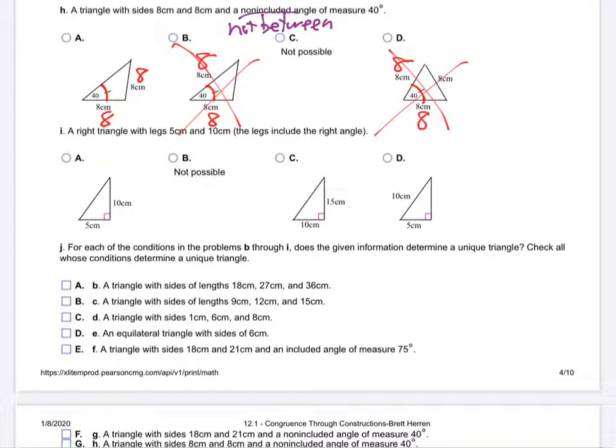So it's got to be A. Yeah, right? 8, 8, and the 40 that's not between them. That was pretty easy. So 2 8s and a 40 not between them.